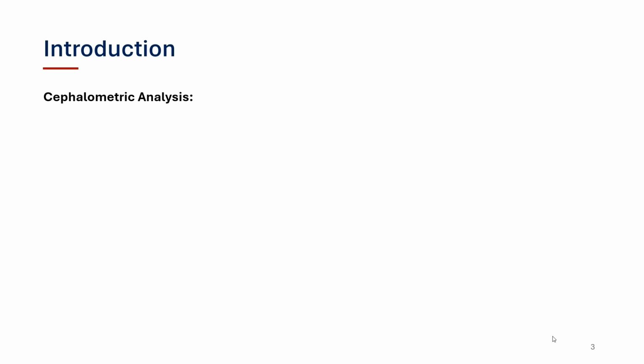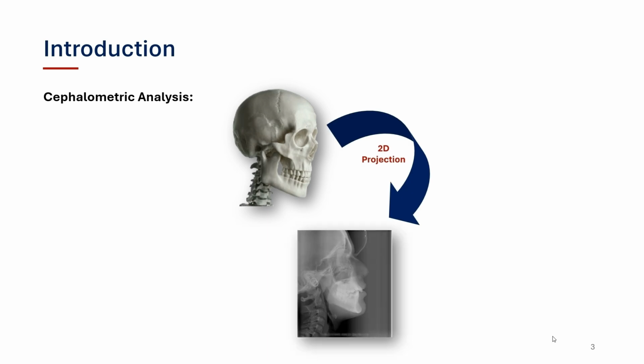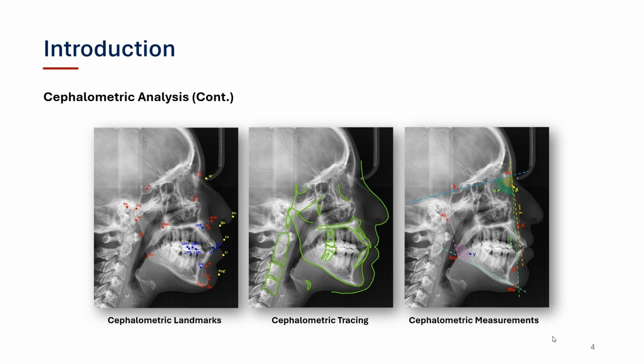Now, the most vital part of cephalometrics is the cephalometric analysis, which is done on cephalograms, which are 2D projections of the human skull. Cephalometric analysis is a three-step process in which firstly landmarks are marked, then angles and distances between these landmarks are found, and then a qualitative assessment of these angles and distances is used for diagnosis.